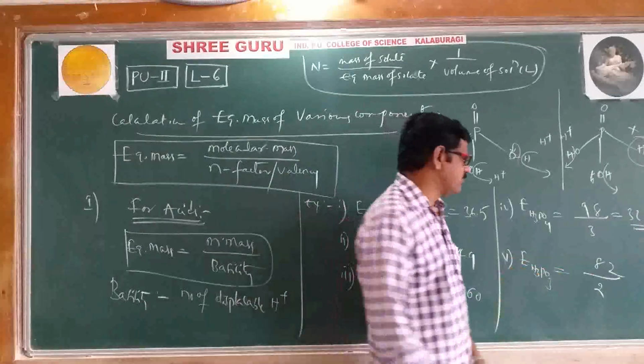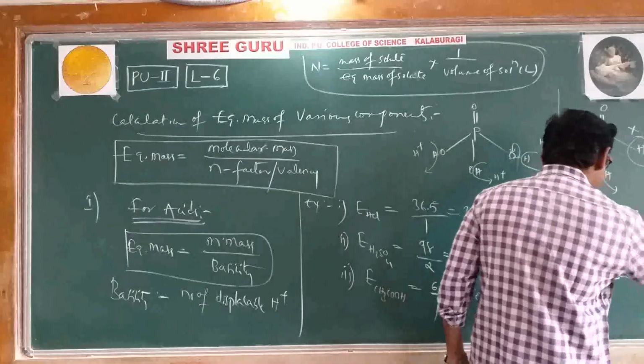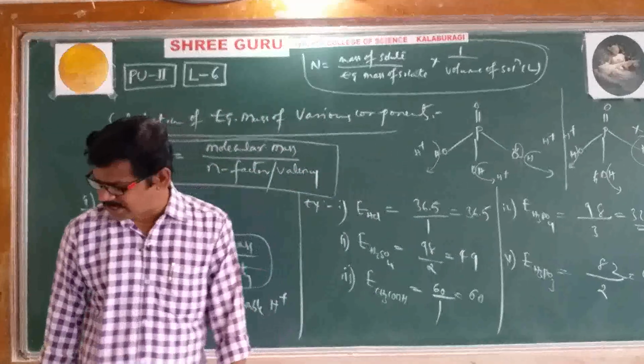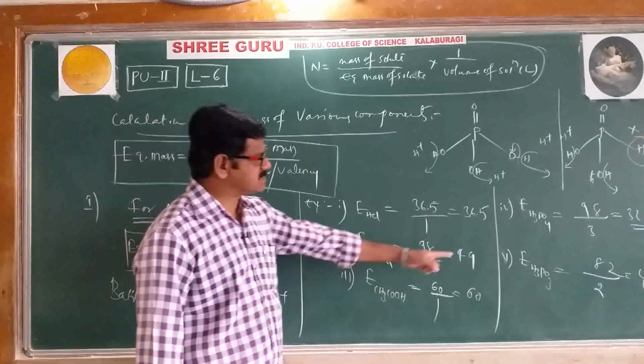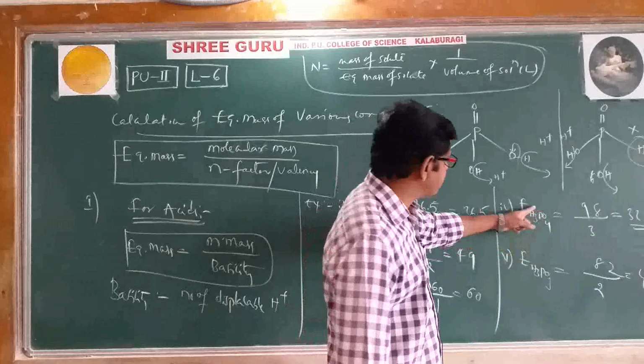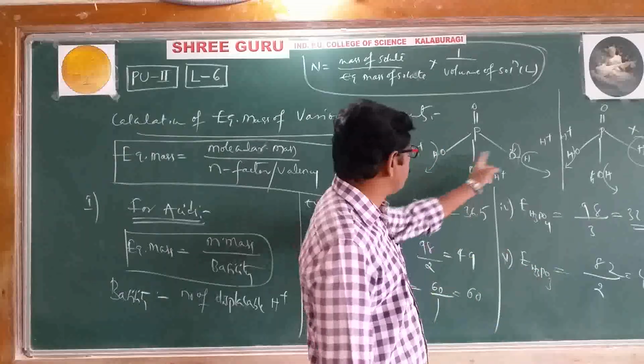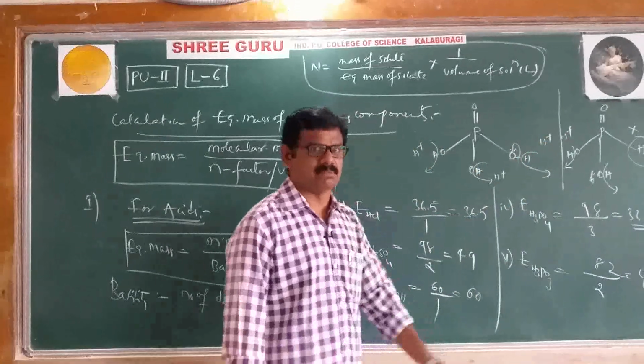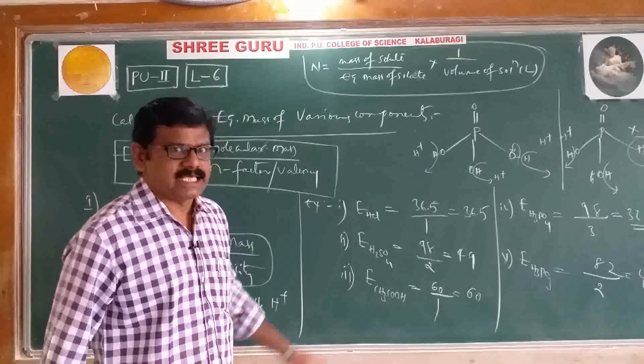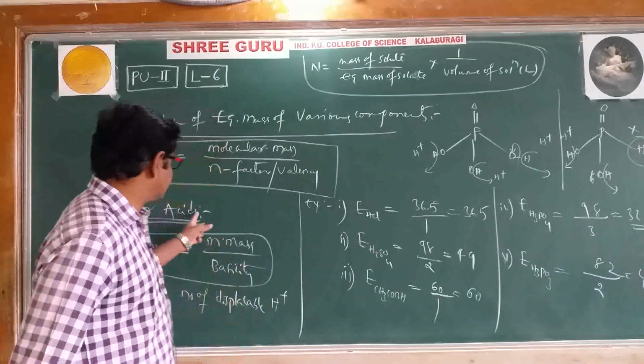That's why here too, if you simplify, of course you will get 41 as the equivalent mass of H3PO3. That's why, for H3PO4 as well as H3PO3, you have to remember both structures. Okay, this is about equivalent mass of acids.